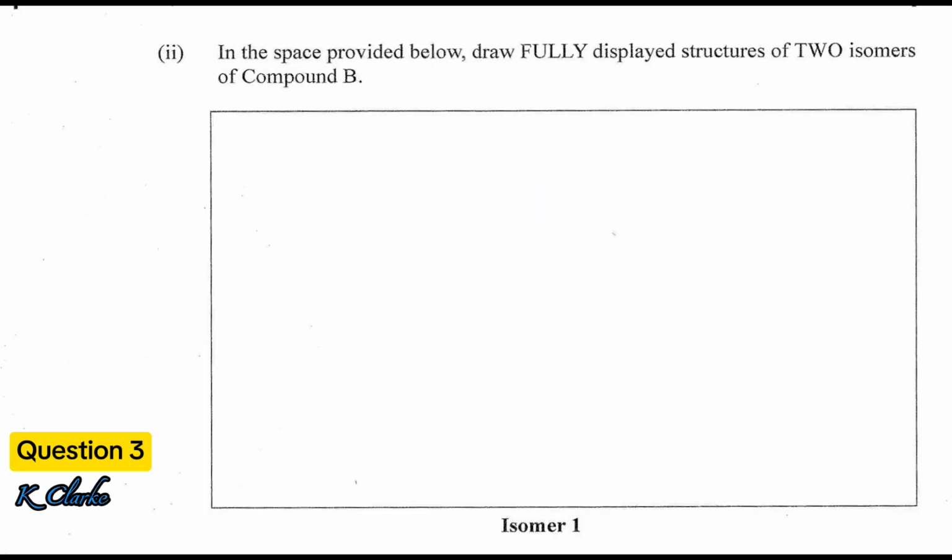Part 2. In the space provided below, draw fully displayed structures of 2 isomers of compound B. You must draw the structure showing all bonds between atoms. Isomer 1 can be a chemical structure with 3 carbons in the longest chain, having one attached methyl group on carbon number 2. Isomer 2 could be a straight chain with 4 carbons and 10 hydrogens.